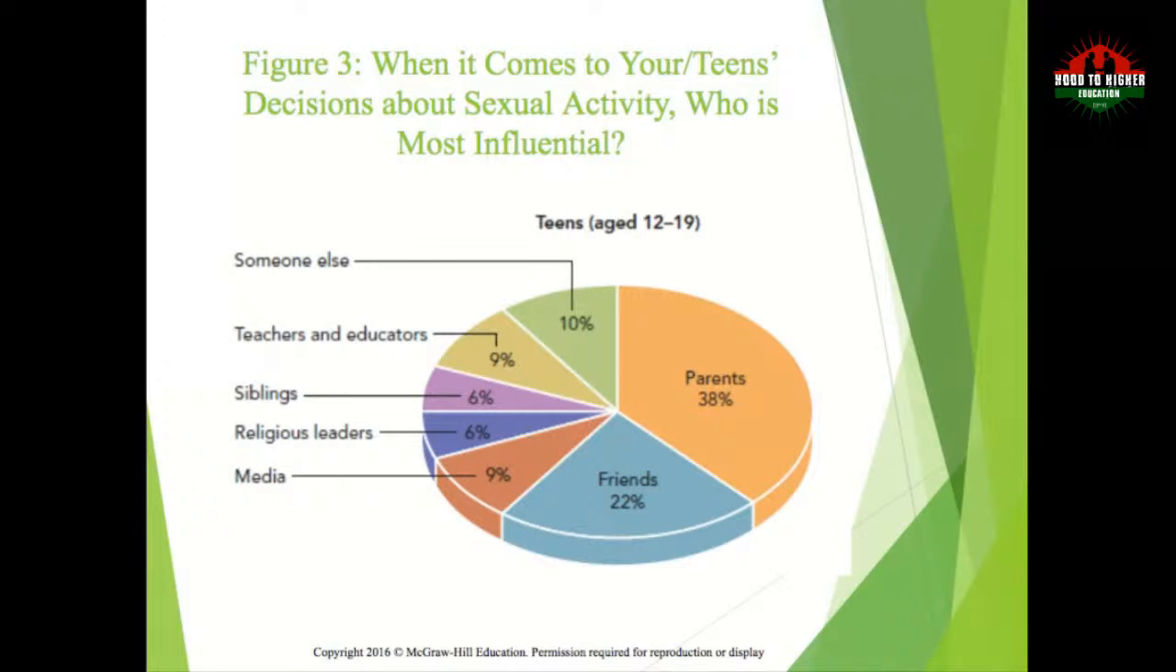Figure 3 demonstrates when it comes to your teens' decisions about sexual activity, who is most influential. 38% parents, 22% friends, 9% media, 6% religious leaders and siblings, 9% teachers and educators, and 10% someone else. Just a random, right? It could be somebody you just met. We don't know. Or it could possibly be a sex ed teacher at your school, somebody like me. You never know.